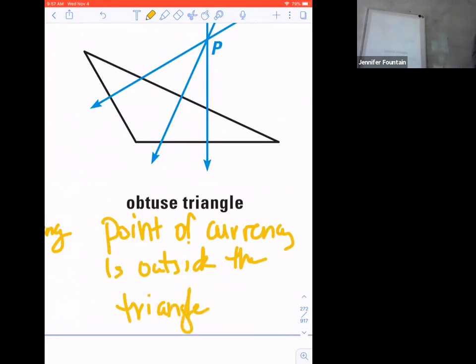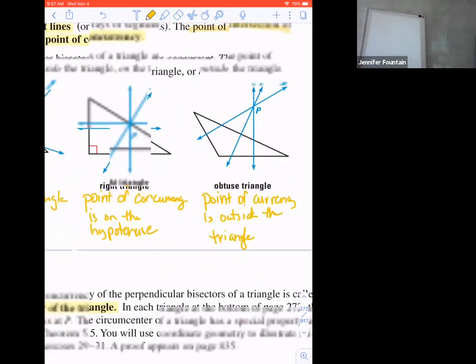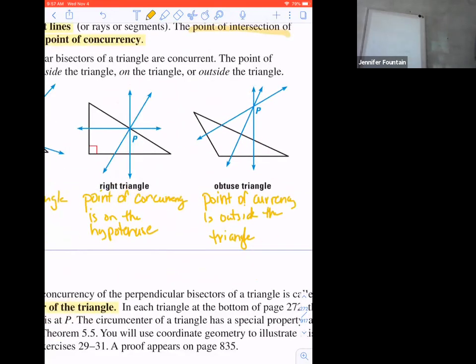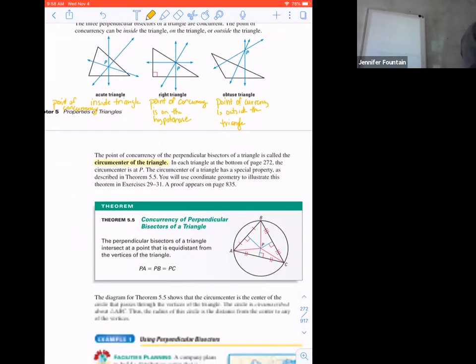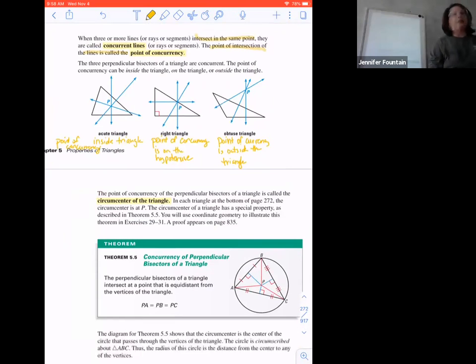So if you were to see just a diagram with your lines drawn, and you have to determine acute, right or obtuse, you would determine that based on where the point of concurrence is. Is it on the triangle? Is it outside? Is it inside? Or if they asked where the point of concurrency would be located on an acute, right, or obtuse triangle. So the point of concurrency can be inside a triangle, on the triangle, or outside the triangle based on what kind of triangle it is.